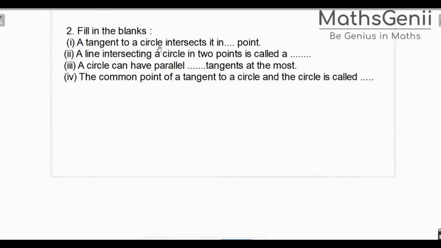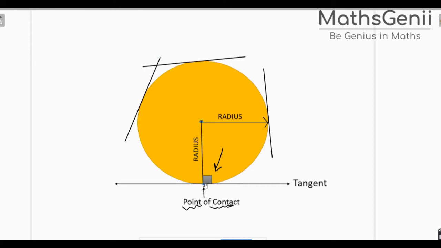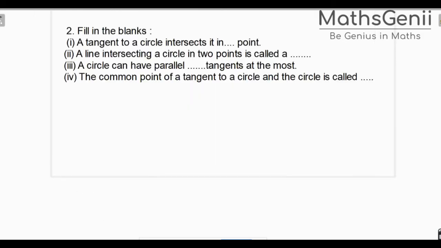So let's look at the fill in the blanks question. A tangent to a circle intersects it in dash point. See, this tangent intersects in only one point. Intersects means meets. So this tangent meets the circle only at one point. Correct? So the answer is 1. A line intersecting a circle in 2 points is called secant. Any line which intersects a circle in 2 points is called as secant.